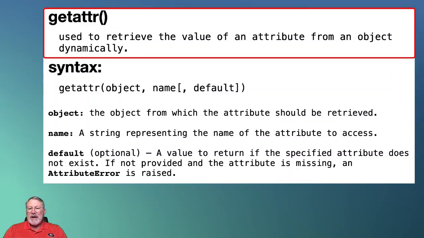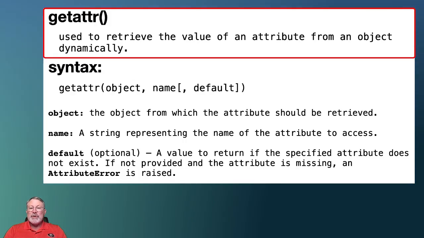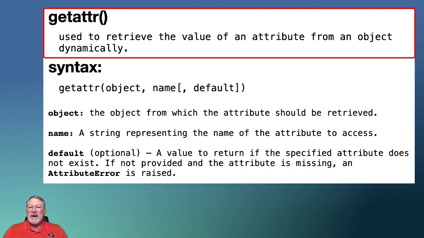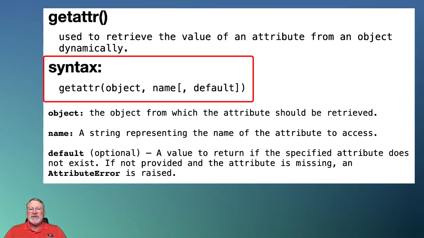It's a built-in Python function that retrieves the value of an attribute from an object. If the attribute doesn't exist, you can provide a default value to avoid an error. Here's the syntax: getattr(object, name, and possibly default).